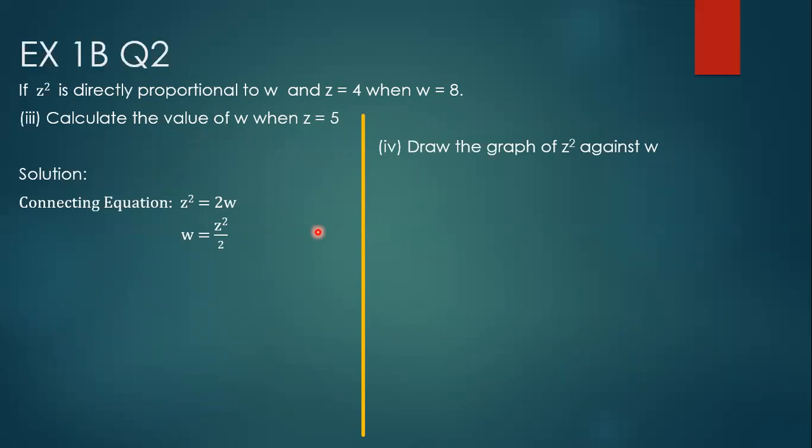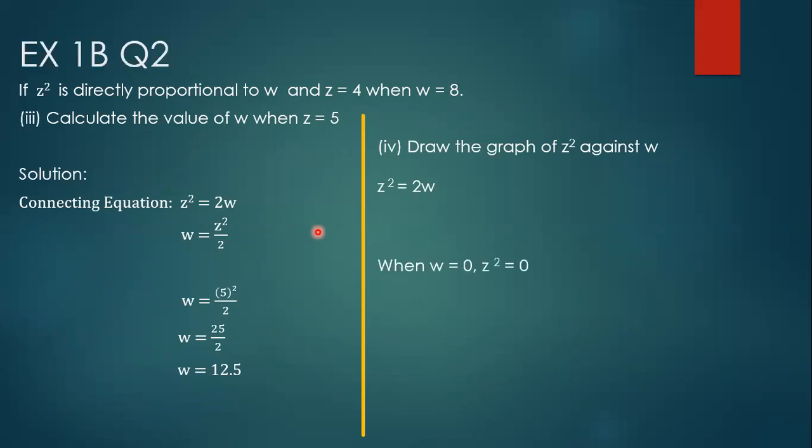Replace z with 5. So 5 square is 25. So 25 upon 2 will give you 12.5 simply. Now, draw the graph of z square against w.